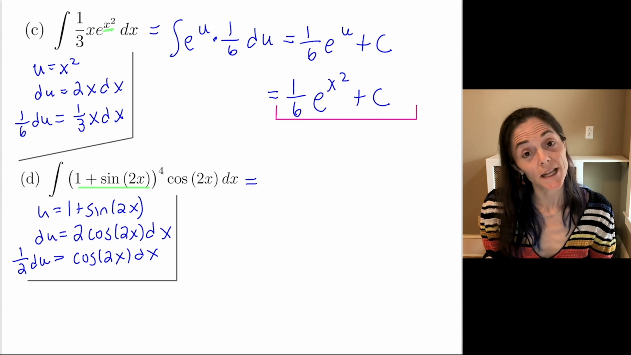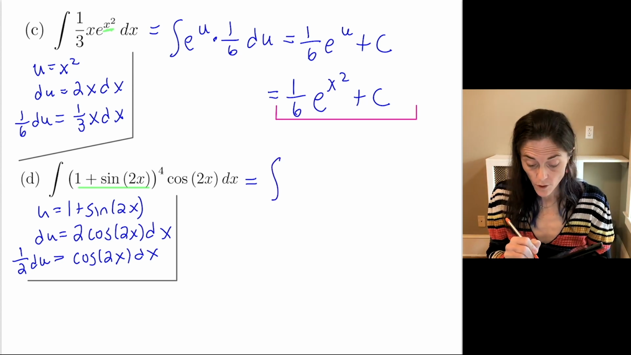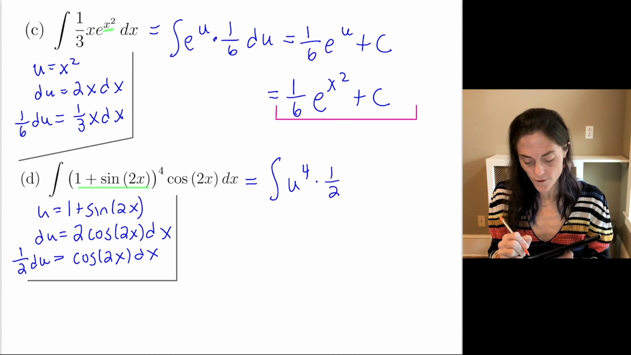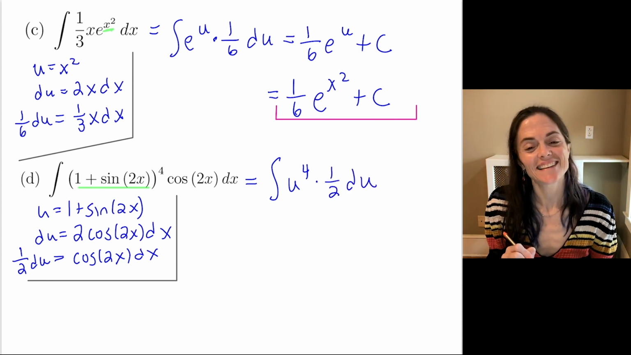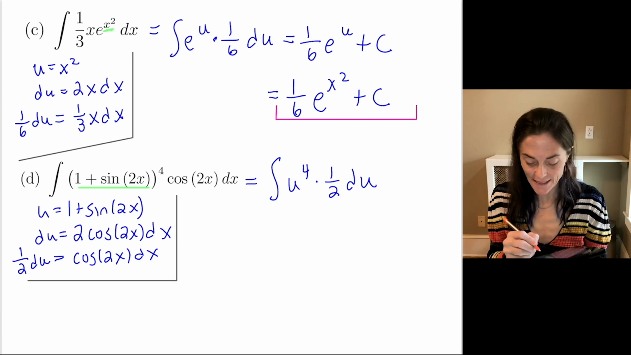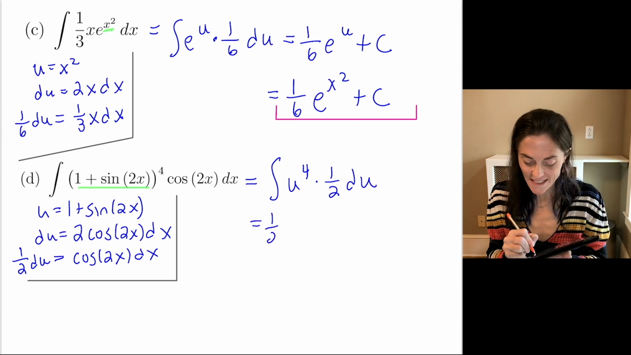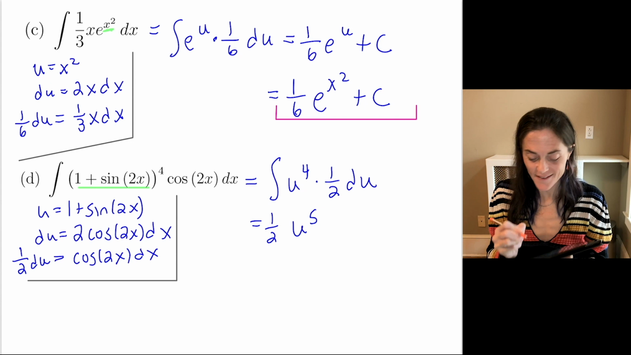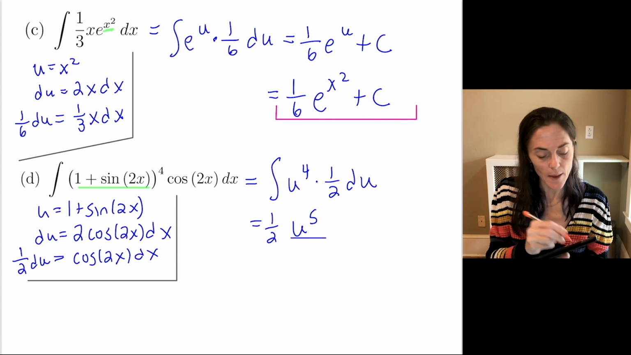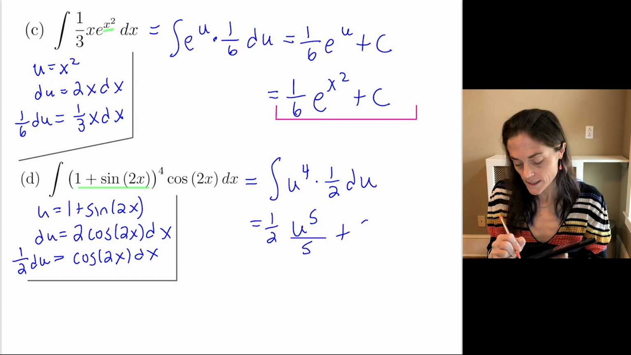Okay, let's convert to an integral of u. We have an integral. You notice this is u to the 4th power, and then times 1/2 du. Now this is something I can definitely integrate. We write down the coefficient, and then we add a power, divide by the higher power. This is power rule, plus c.